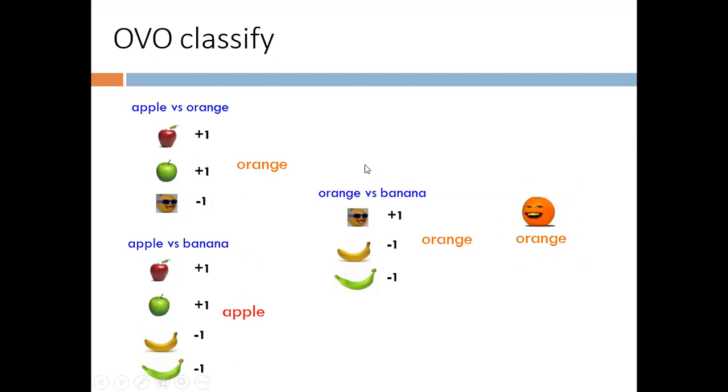Because we have three classifiers, we'll take the majority vote of the binary classifiers. So we pick the label of the test instance with the majority vote, and hence the majority vote for this test instance goes to the orange class, or the orange output class label. Thus we perform the classification of this test instance to the orange class.